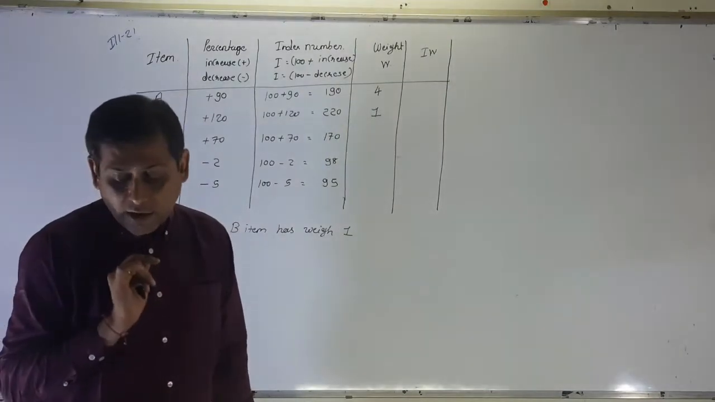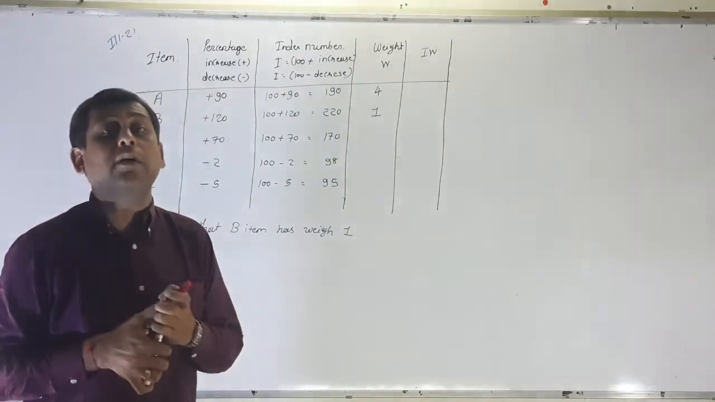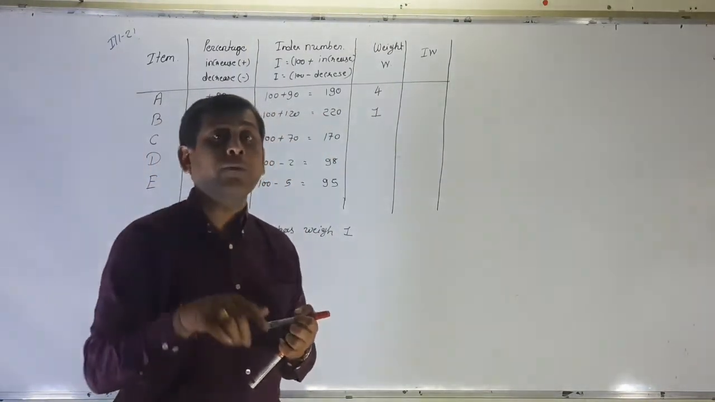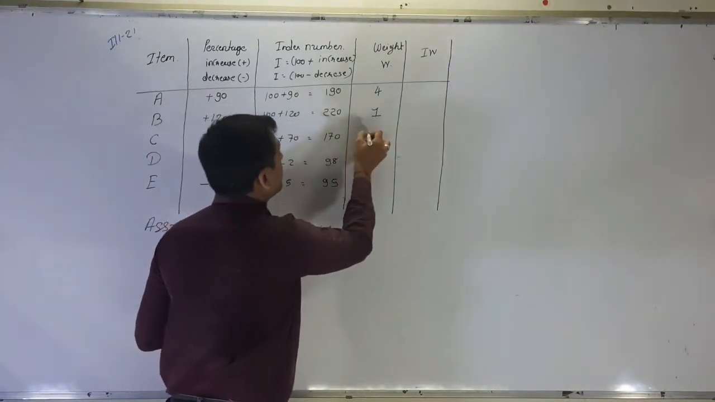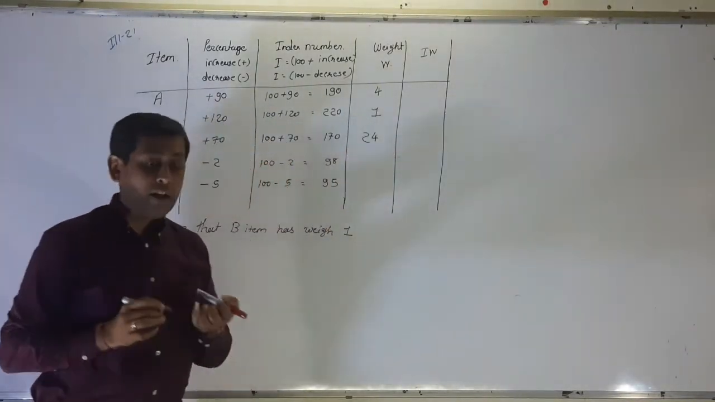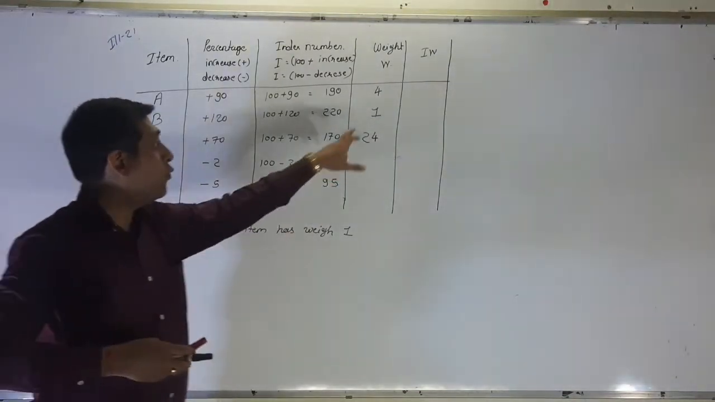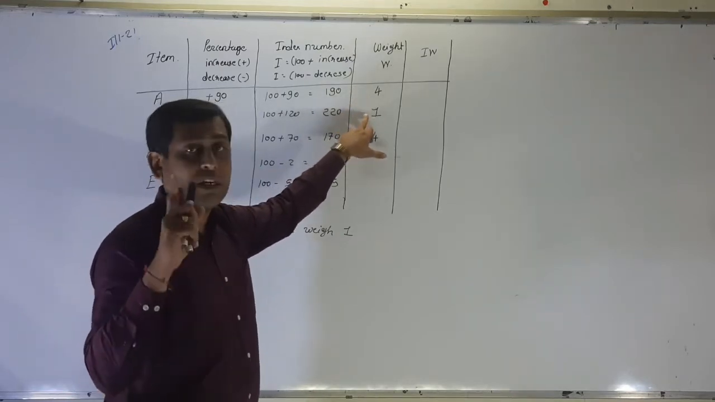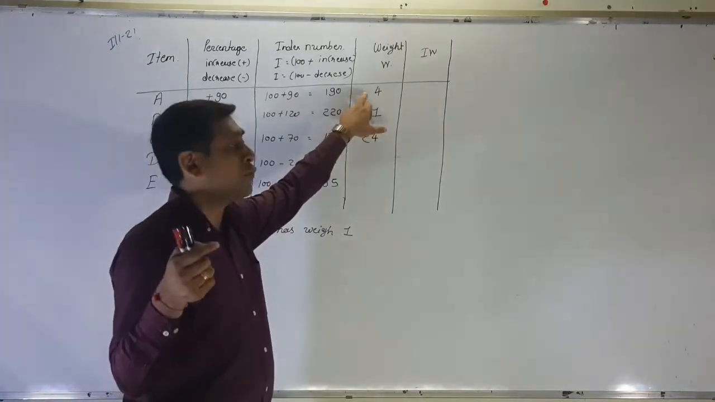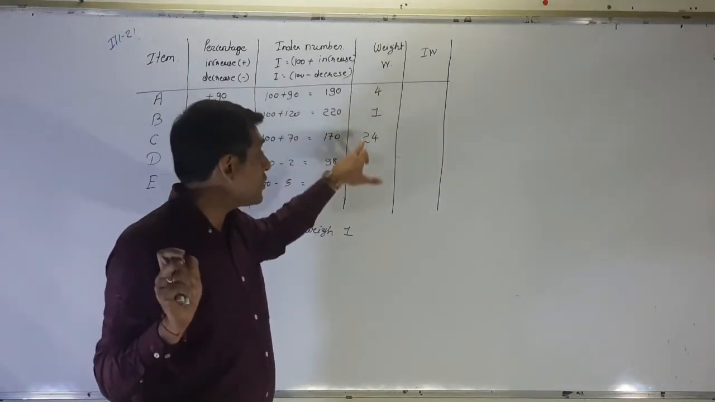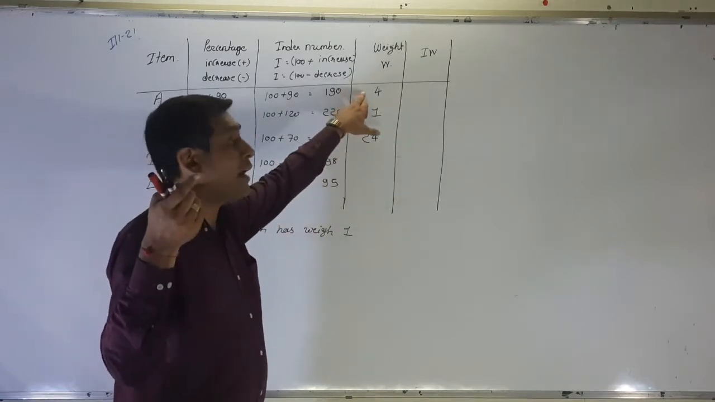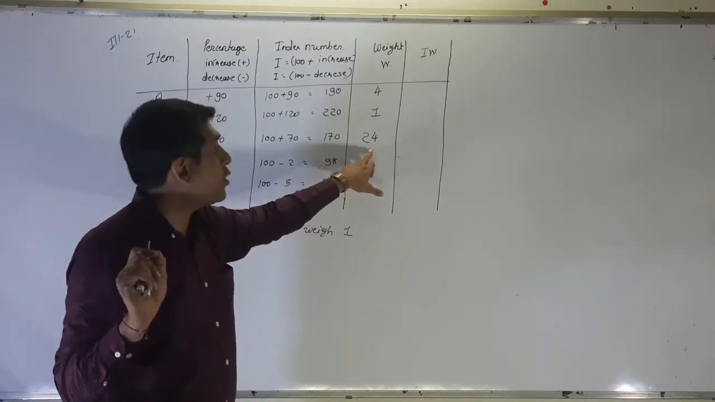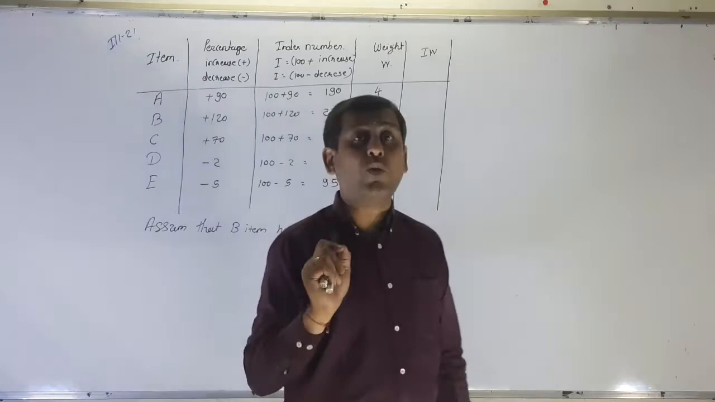Now, item C is 6 times more important than A. What is the weight of A? That is 4. 6 times of 4, that is 6 into 4. So the weight for C is 24. Why? Item A is 4 times B, that means 1 into 4, that is 4 for A. Now C is 6 times A, that means 6 into 4, that is 24, right?